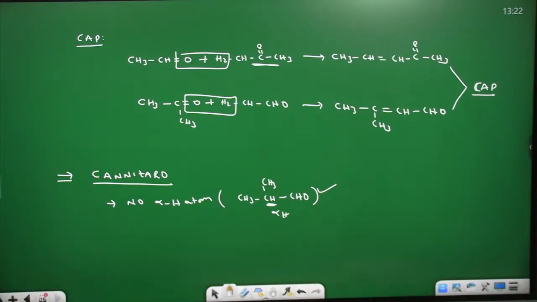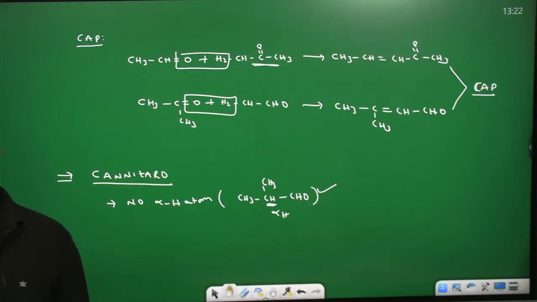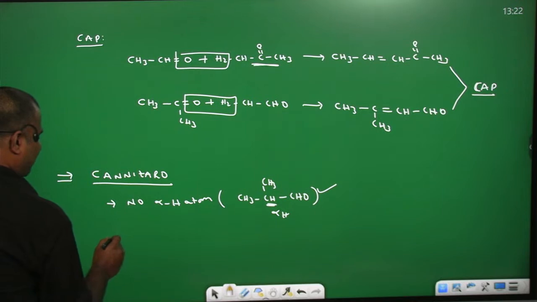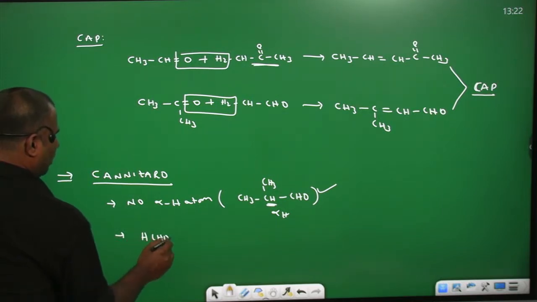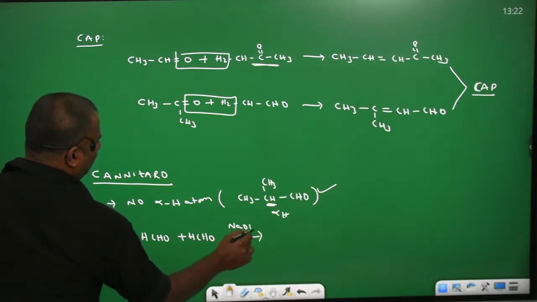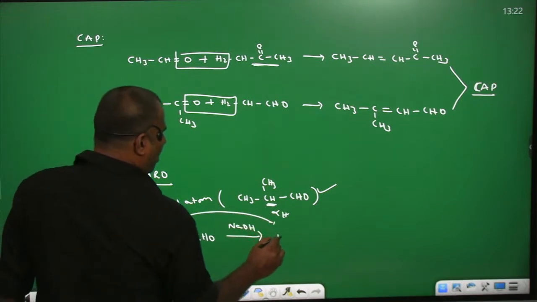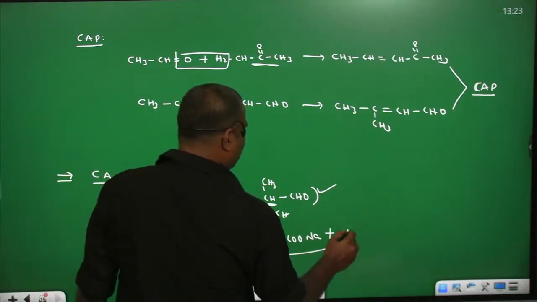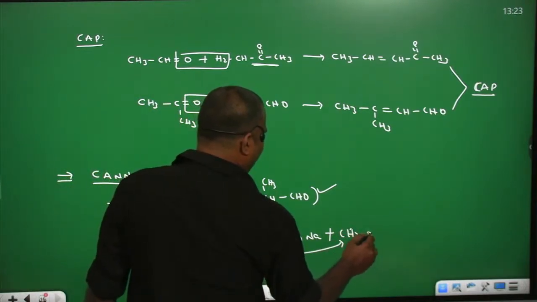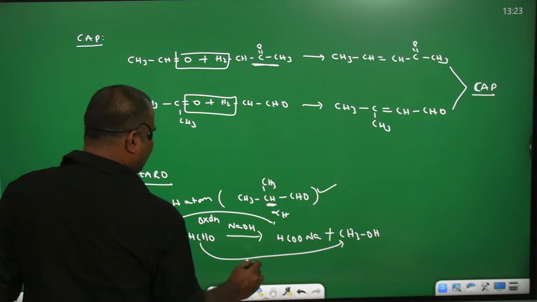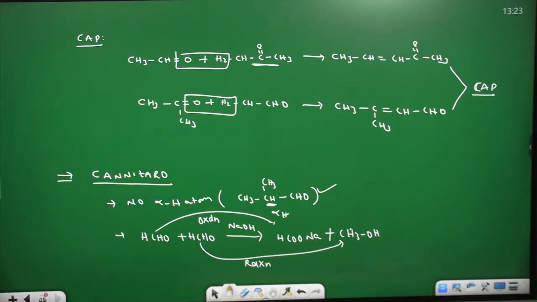The Cannizzaro reaction is called what kind of reaction? Auto-redox reaction, self-oxidation and reduction reaction. That means HCHO is the molecule that can be involved in both oxidation and reduction in presence of strong base. One molecule oxidizes into HCOONa and another molecule reduces into CH3OH, methyl alcohol. One is oxidation and the other one is reduction.